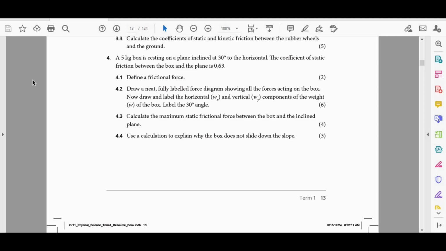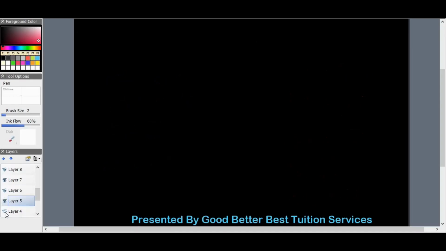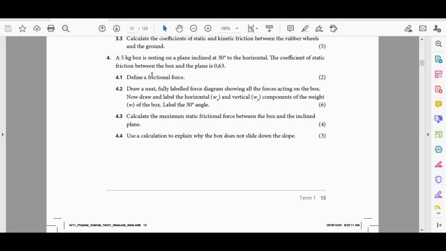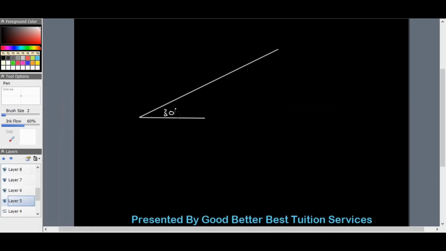4.2, like I said, that's where the money is. They're asking us to draw a neat labeled diagram. Okay, let's go have a look here. It doesn't matter if you're drawing it from right to left or from left to right, as long as you are showing that the object is going down a slope. Okay, I'll draw that there. Draw it like that. Okay, there's our 30 degrees. Why? Because I said a 5 kg box is resting on a plane inclined at 30 degrees to the horizontal. Okay, cool. I've stated that, I've shown that. Then we'll draw the box somewhere up here.